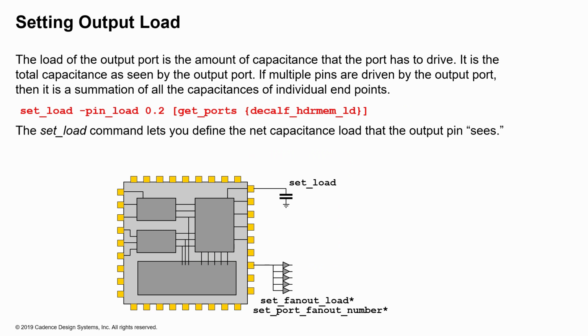You can define what the load of an output port is, which is the total amount of capacitance that the port has to drive, by using the set load command. Or you can also specify the set fan out load and set port fan out number, a combination of these two, to determine the load. So per fan out what the load is and how much fan out it is, both of those in combination can determine your total load that this particular output pin actually sees. So basically look at the notes to see examples of port fan-out number and fan-out load values.